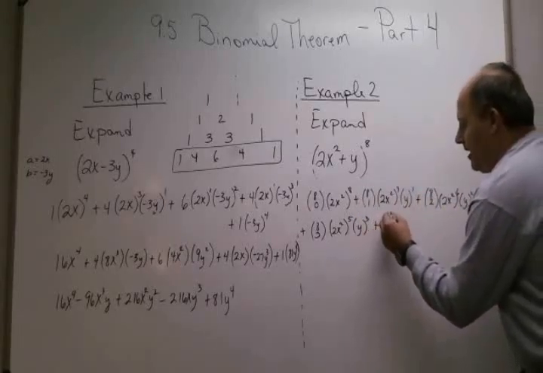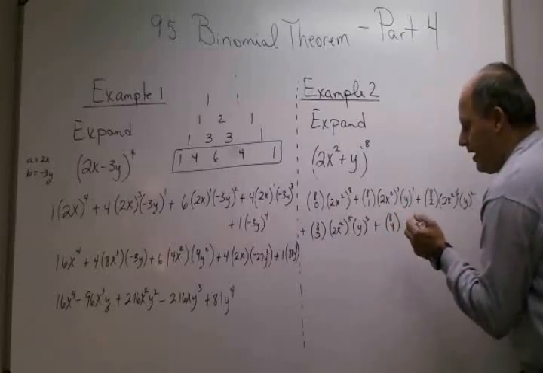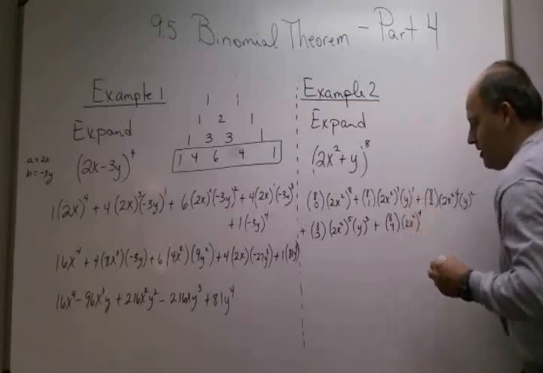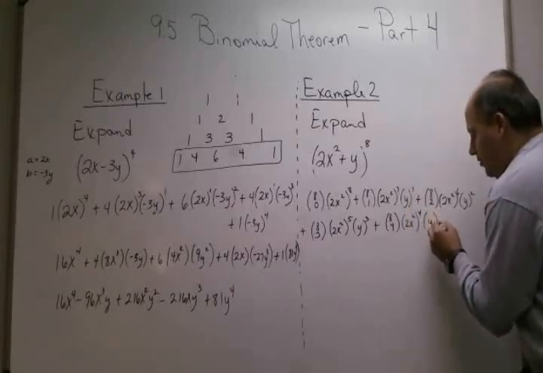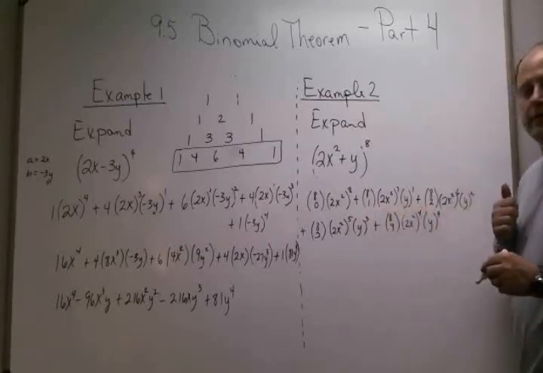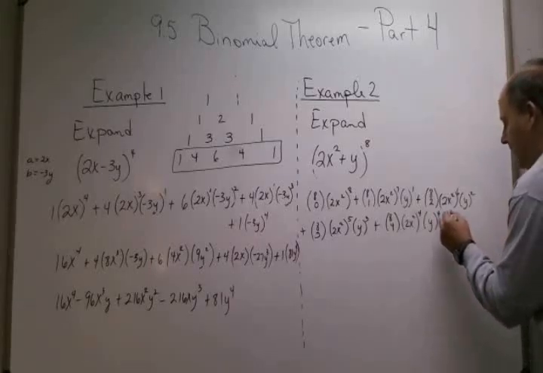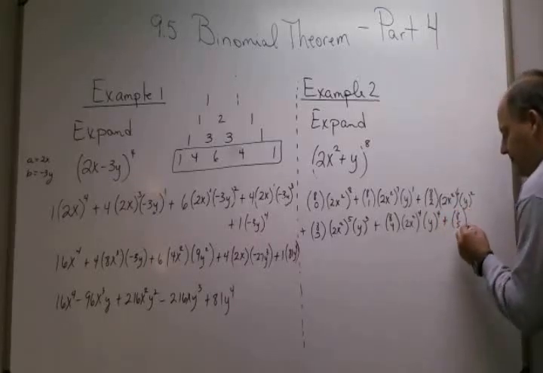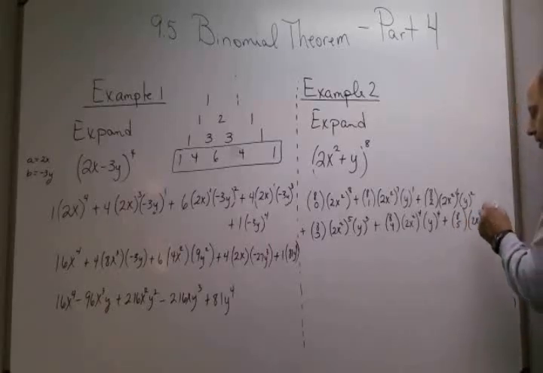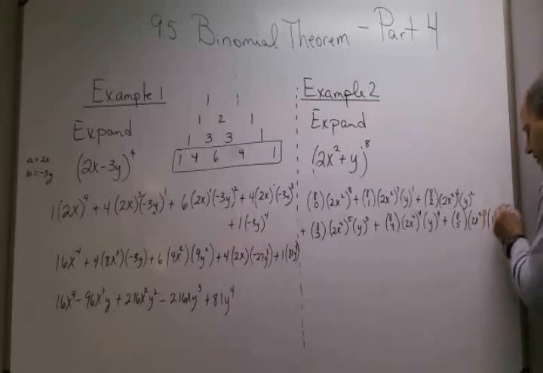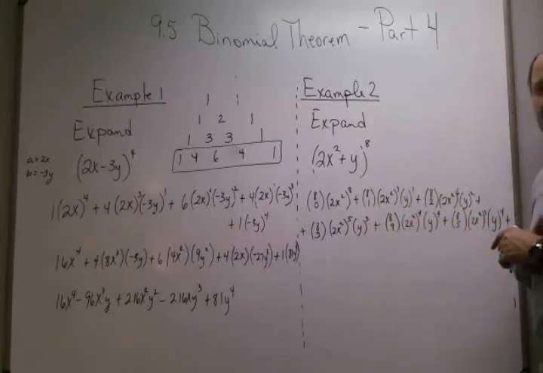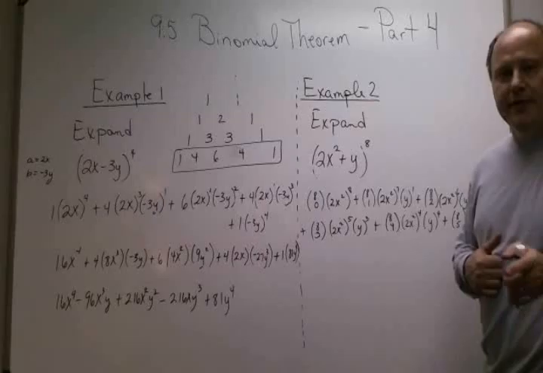And then the next one is going to be 8 choose 4, and then it'd be (2x²) to the 4th, and then y to the 4th as well. So bring the 5 to a 4, bring the 3 up to a 4. Okay, then the next one's going to be 8 choose 5. All right, and then it'll be (2x²) to the 3rd, and then y to the 5th. So I got 1, 2, 3, 4, 5, 6 terms. I have 3 more to go because remember there's 1 more term than the degree.